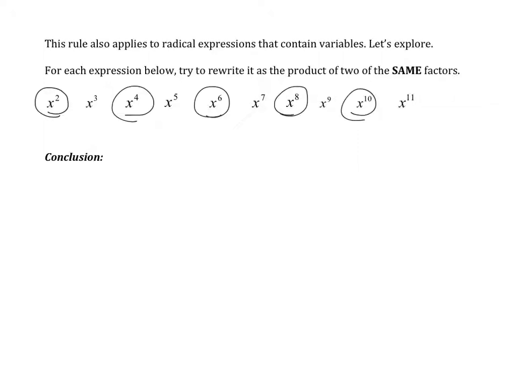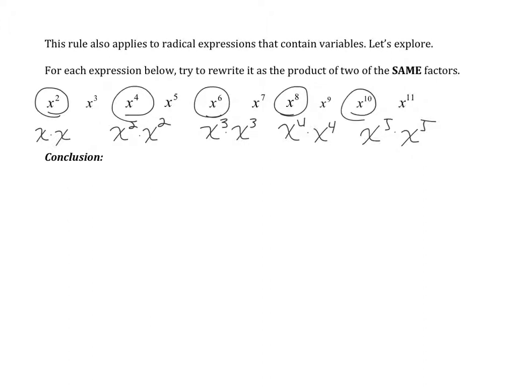Okay, so I went ahead and circled the ones that we could do that with. So reminder, like x squared, I could rewrite as x times x, right? Because x times x is x squared. And x to the fourth I could rewrite as x to the second times x to the second. Because remember, we add exponents when multiplying factors with the same base. X to the sixth, I could write that as x to the third times x to the third. X to the eighth could be x to the fourth times x to the fourth. X to the 10th could be x to the 5th times x to the 5th, right?